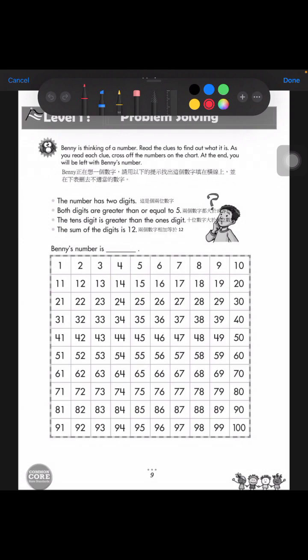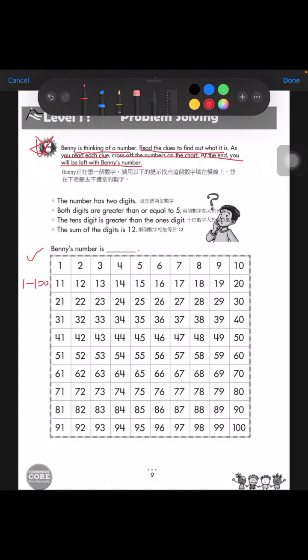We are now on page 9 and we do the "our" question together. Benny is thinking of a number. Read the clue to find out what it is. As you read each clue, you may look at the chart below. This is from number 1 to 100, and you may cross out numbers on the chart. At the end, you will be left with Benny's number.